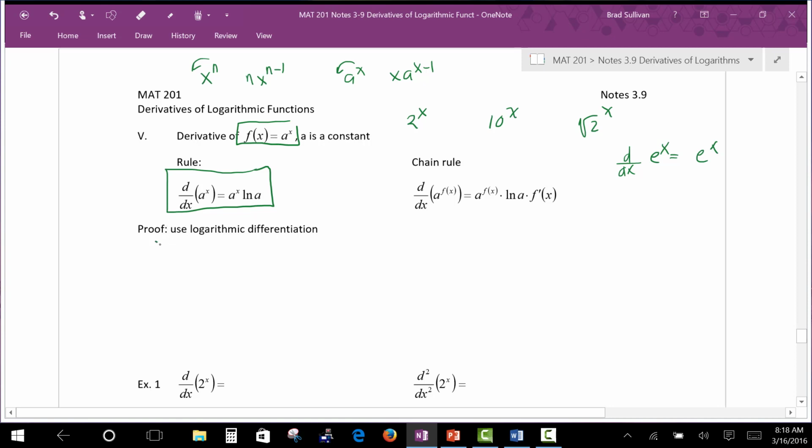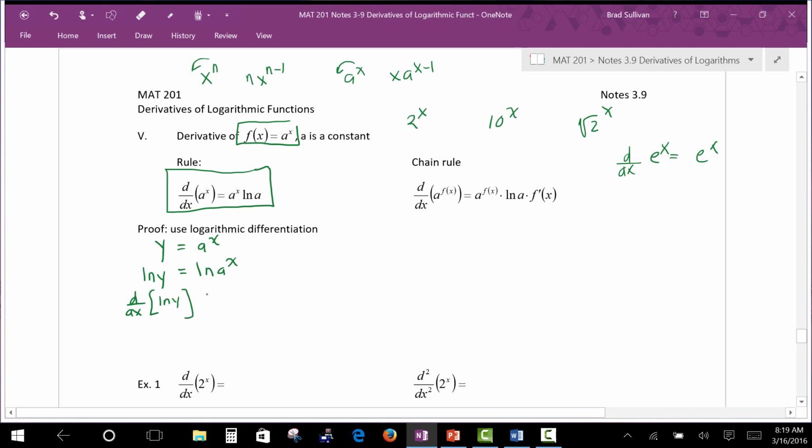So let me show you how you prove this. Let's start by writing down y equals a to the x. The other way you could do this is with logarithmic differentiation, but you can also use the change of base formula on this. So let's start like that. Logarithmic differentiation: what we do is we take the logarithm of both sides. That's step one. Step two is to take the derivative with respect to x of both sides of this equation.